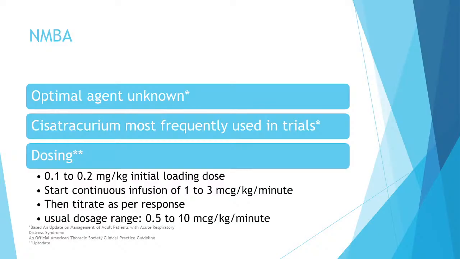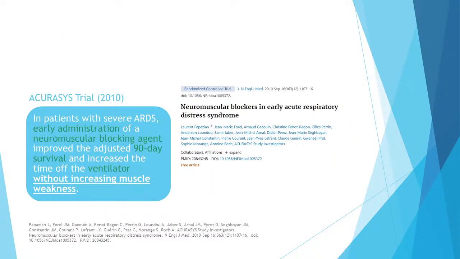So first of all, some general considerations. We don't have any proven optimal agent. Cisatracurium was most frequently used in trials. So ATS does not recommend, they just mention that cisatracurium may be considered. Since that is mentioned, I just kept the dosing of cisatracurium. Please go through it. First, in 2010 we had the ACURASYS trial. The ACURASYS trial showed that in patients with severe ARDS, early administration of continuous neuromuscular blocking agent improved the adjusted 90-day mortality and increased the time off the ventilator without any neuromuscular paralysis.